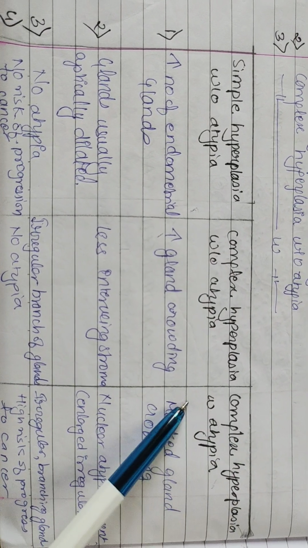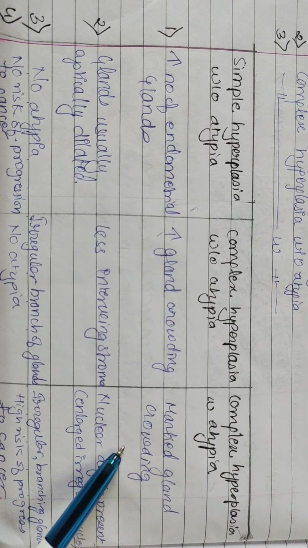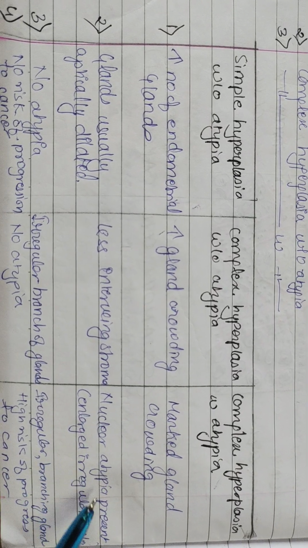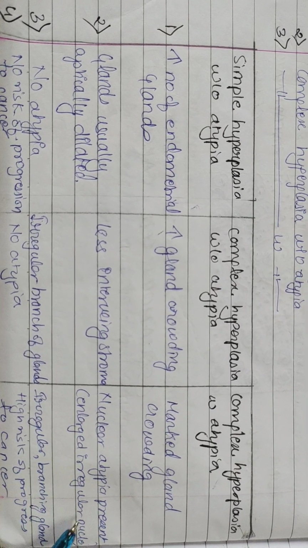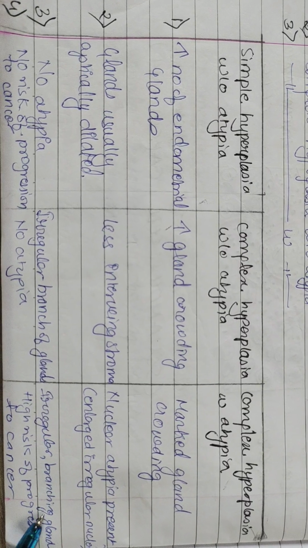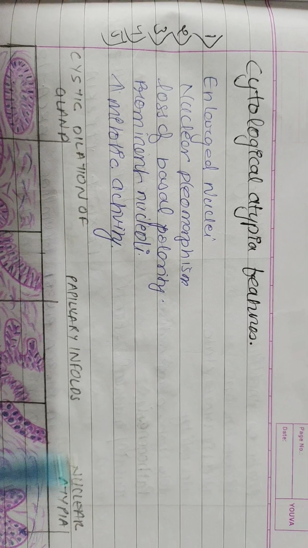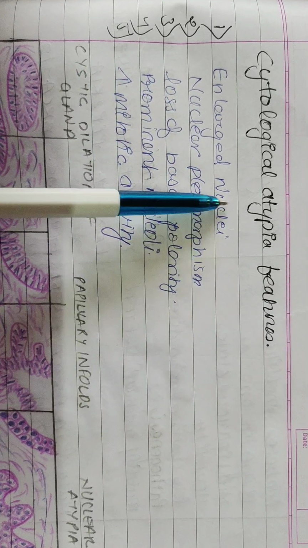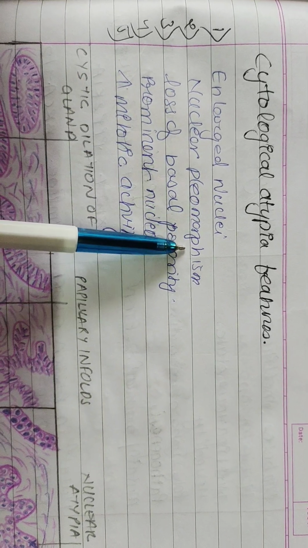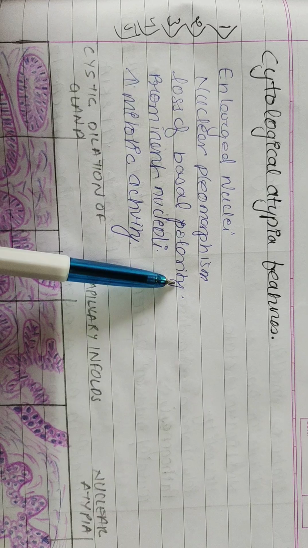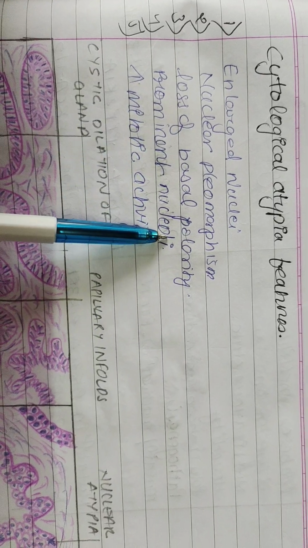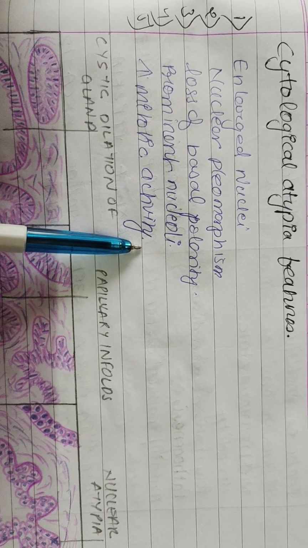Complex hyperplasia with atypia: marked gland crowding, nuclear atypia present, enlarged irregular nucleus, irregular branching of glands, and high risk of progression to cancer. Cytological atypia features are enlarged nuclei, nuclear pleomorphism, loss of basal polarity, prominent nucleoli, and increased mitotic activity.